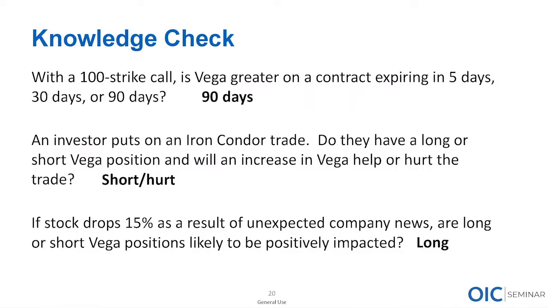It's hurt, okay? So it's a short Vega trade, just from the idea that you're selling options, so it's short Vega, and it will hurt the trade if there's an increase in volatility or an increase in Vega. If the stock drops 15%, and we're still talking about this iron condor trade, if the stock drops 15% as a result of unexpected company news, are long or short Vega positions likely to be positively impacted?